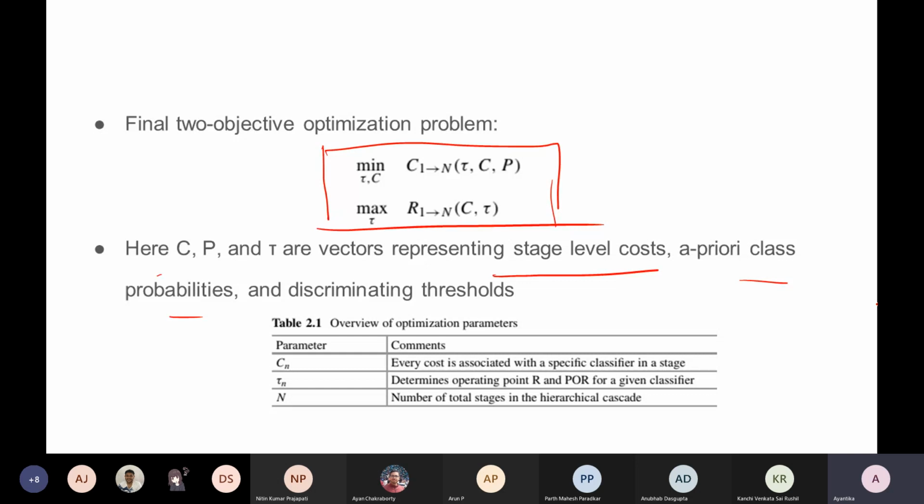Maybe that threshold is related to your accuracy, or to how many true positives you are expecting. So based on that you have set some threshold, and that is the parameter you are considering when computing this recall, as well as the cost. Okay, so Cn is the cost associated with a specific classifier in a stage. The tau determines the operating point of recall and the pass on rate, and n is the number of total stages.